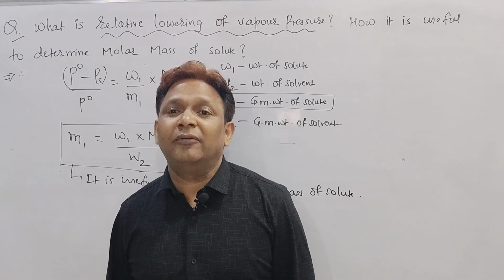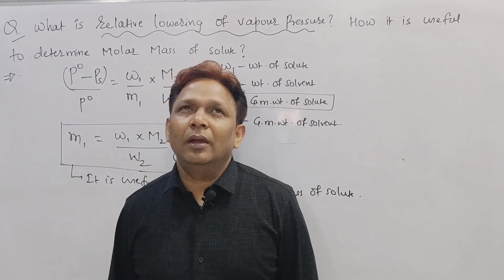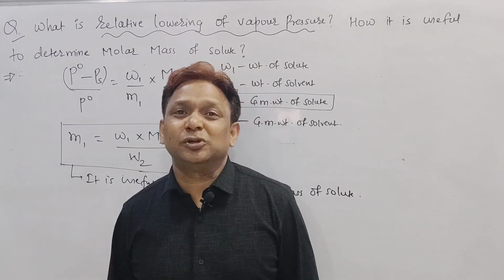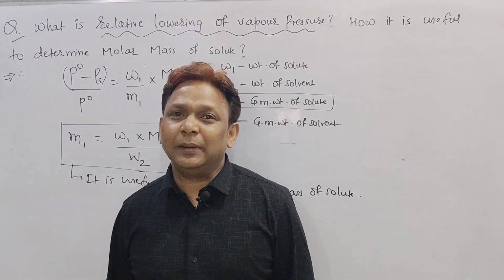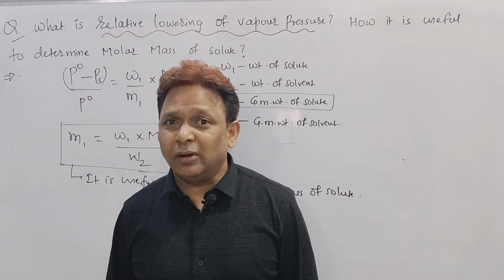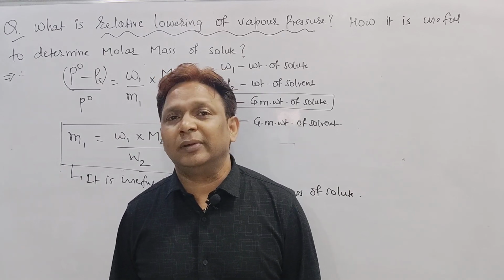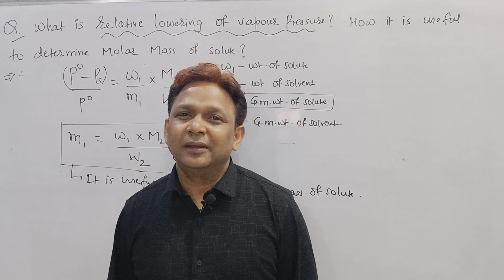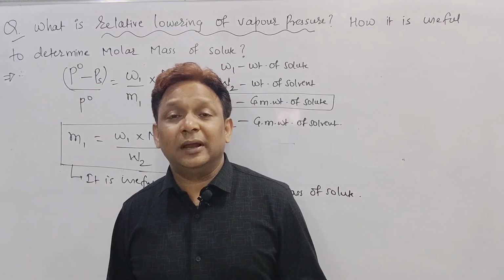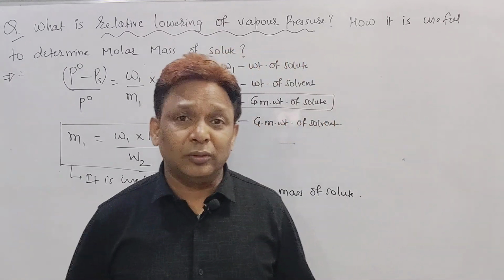So relative lowering in vapor pressure is the ratio of the lowering in vapor pressure to the vapor pressure of the pure solvent. Again, RLVP is equal to delta P by P naught. So the formula we can write is RLVP equal to P naught minus PS by P naught.